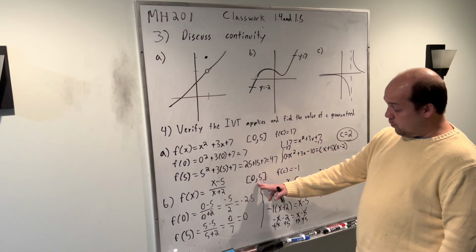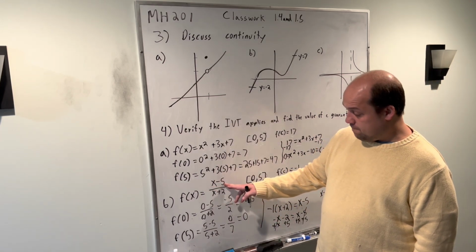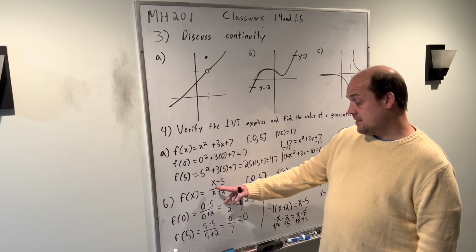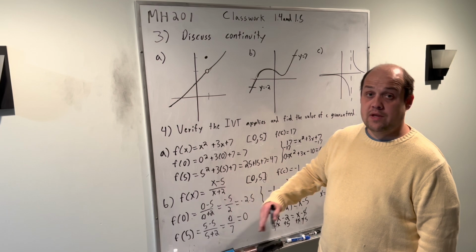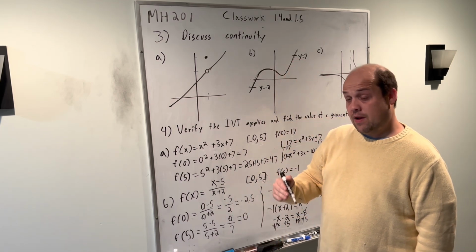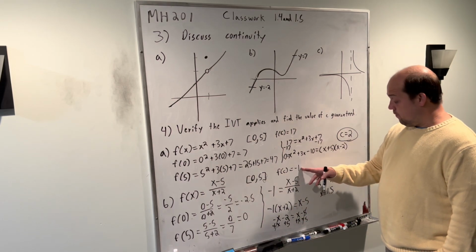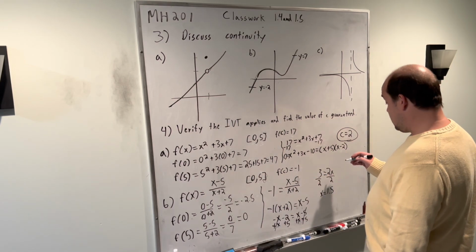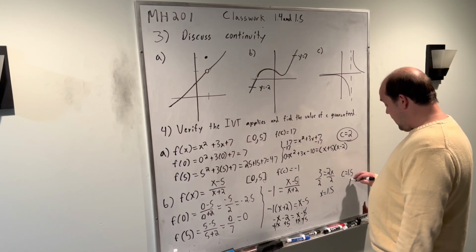1.5 does fall within my interval. If I put 1.5 in, 1.5 minus 5 is negative 3.5. 1.5 plus 2 is positive 3.5. Negative 3.5 divided by positive 3.5 does give me this value of negative 1. So my C value here is C equals 1.5.